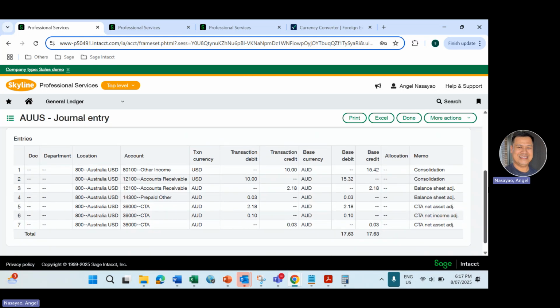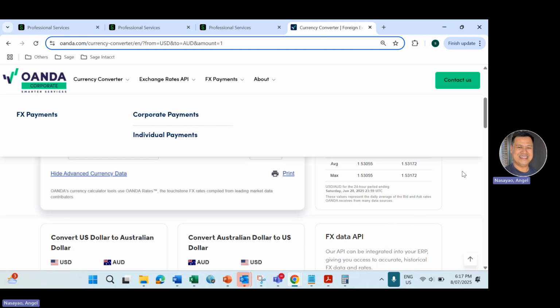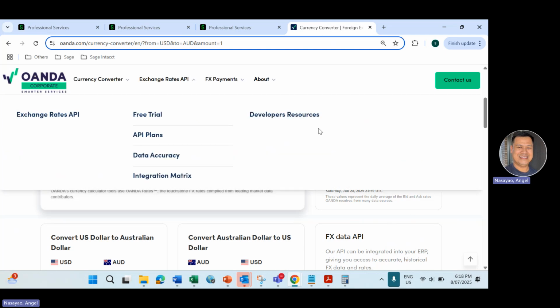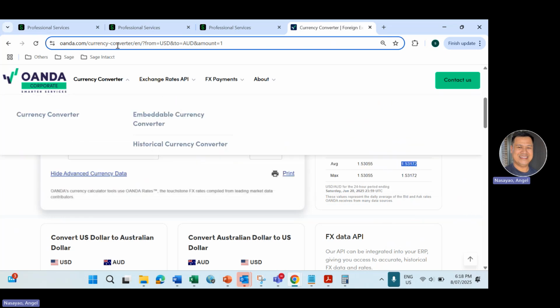Okay, let's look first at consolidation. Those are the fresh transactions. Those tagged as consolidation are entries related to transactions that are created during the month of consolidation. In our case, we only have a debit of accounts receivable for 10 USD and a credit to other income, 10 USD, right? For accounts receivable, we have 15.32, and if we look at the Oanda rate for the 29th, that's 1.5317. That's what you can see here. It just keeps on popping up, sorry about that. 1.5317, right?